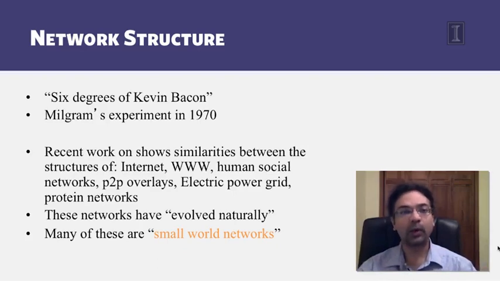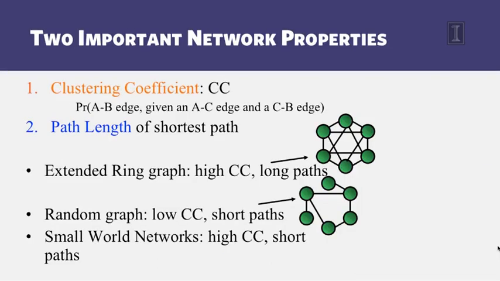All of these, whether it's the World Wide Web, a human social network, or an electric power grid, evolved, whether it's evolution over a few years or over a few decades, in the case of Facebook or the electric power grid, or, as in the case of the human social network, evolution over many, many centuries and millennia. A lot of these are small world networks. Here I'm introducing a new term, a very interesting and very popular term called small world networks. We need to see what exactly they are.